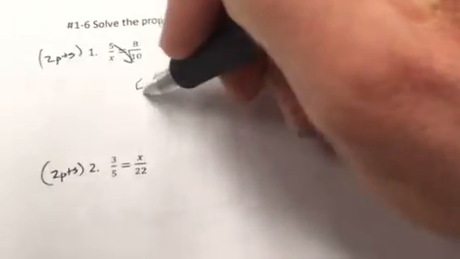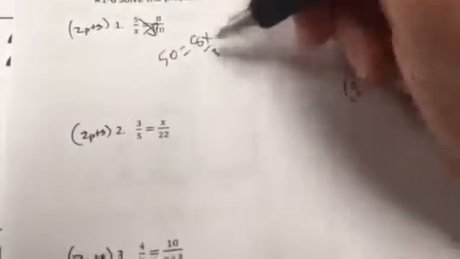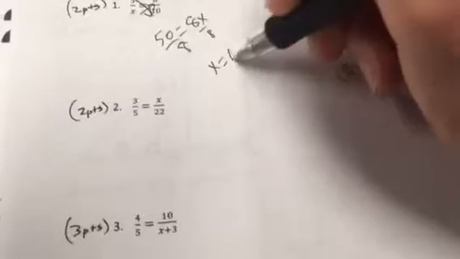5 times 10 gives you 50. 50 equals x times 8, which is 8x. Divide both sides by 8. You're going to get 6 1/4 for all our Boston friends.